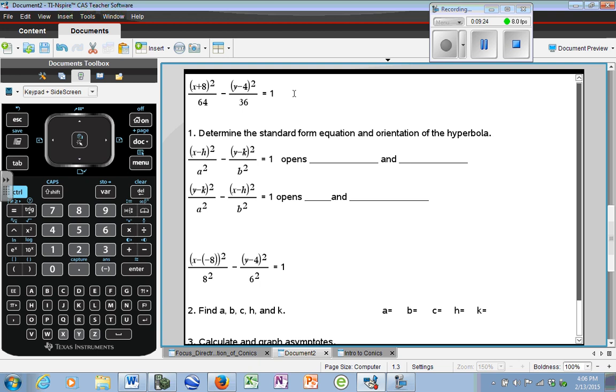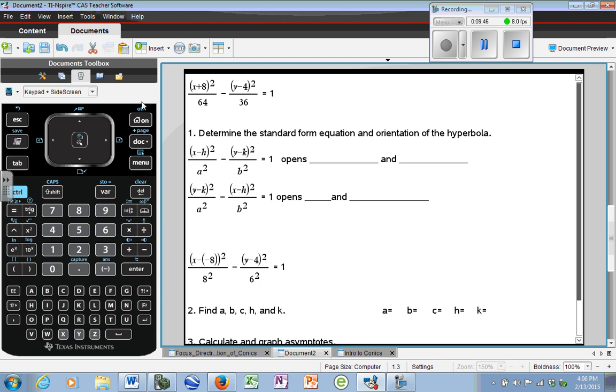You see you got x plus 8 minus y minus 4. And which is it? Is it the top one there, or is it the bottom one? Is it this one or this one? I mean, this is pretty easy, pretty obvious. It's the top one. And so which way does it open? Say it out loud. Yeah, okay. I'll go with that. Sounds good.